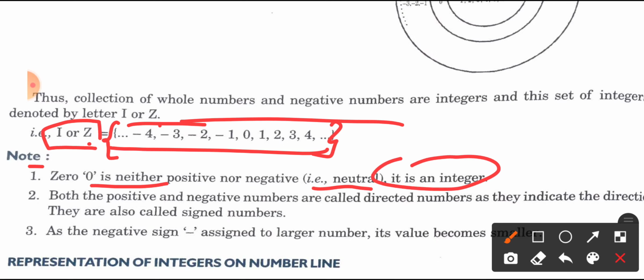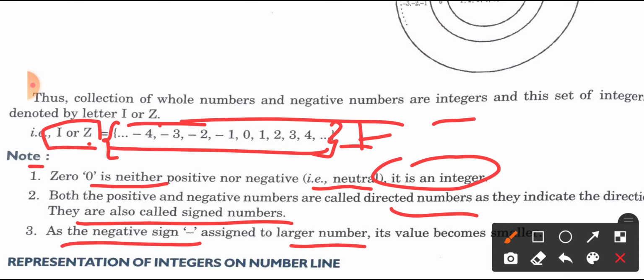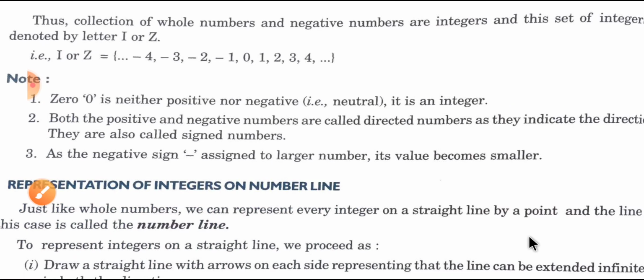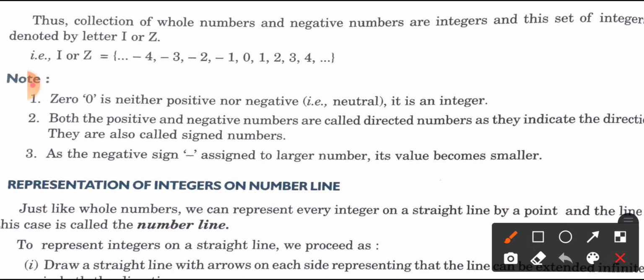Both positive and negative numbers are directed numbers as they indicate the direction, so they are known as signed numbers. It means we will represent a positive number by plus and a negative number by minus. As the negative sign is assigned to a larger number, its value becomes smaller. We will see on a number line how a larger number with a negative sign becomes a smaller number.